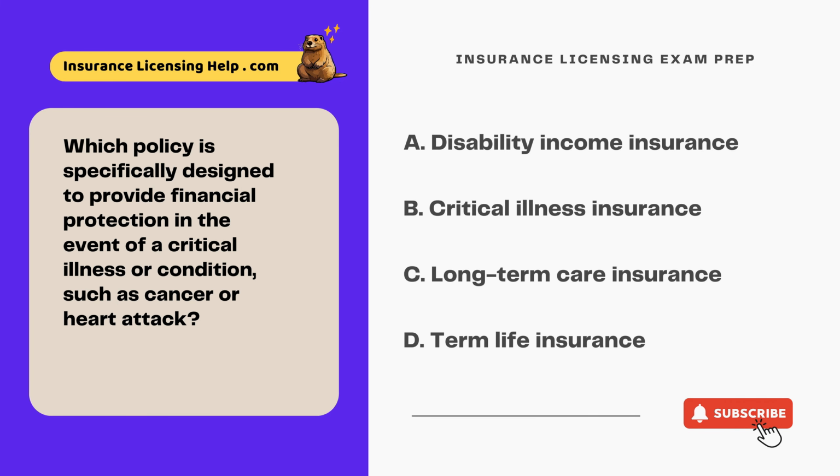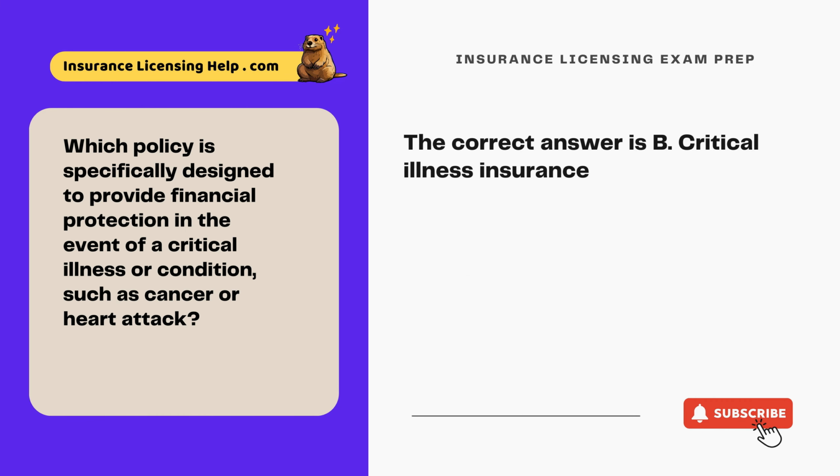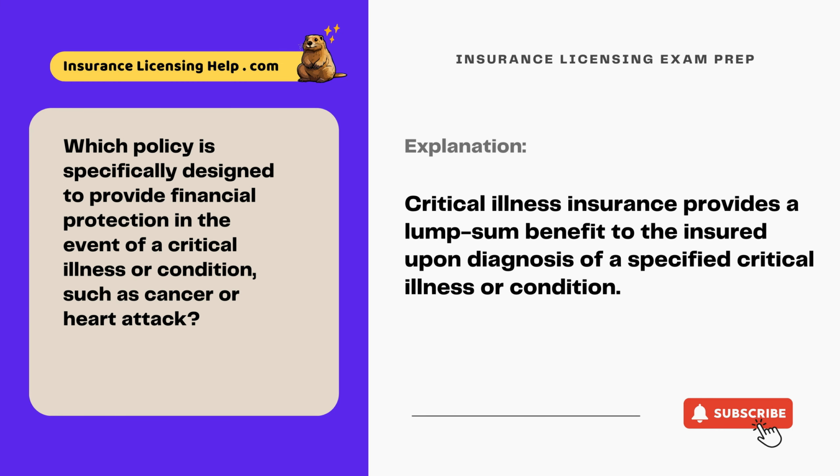Which policy is specifically designed to provide financial protection in the event of a critical illness or condition, such as cancer or heart attack? A. Disability income insurance. B. Critical illness insurance. C. Long-term care insurance. D. Term life insurance. The correct answer is B. Critical illness insurance. Critical illness insurance provides a lump sum benefit to the insured upon diagnosis of a specified critical illness or condition.